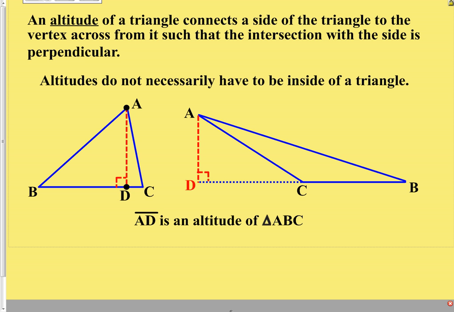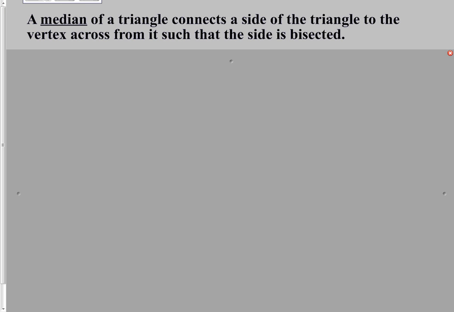Okay, the next definition that we're looking at is going to be a median. Now, you're probably familiar with the word median a little bit from your days back in pre-algebra. A median was a number that was in the middle. And that's not true today, but there's a part of that definition that's going to remain true. A median of a triangle connects a side of the triangle to the vertex across from it such that the side is bisected.